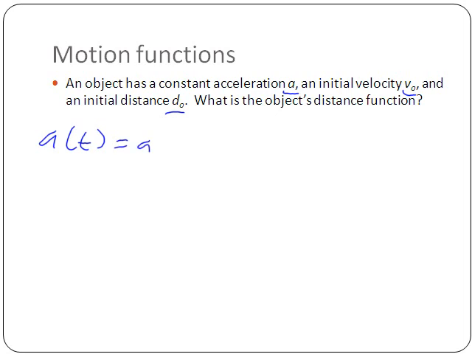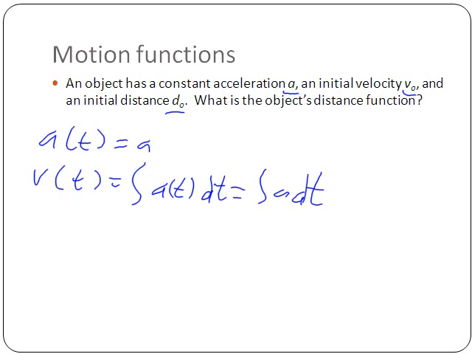In this case, we start off with an acceleration. And so our acceleration, a of t, is just equal to a. So if I wanted to find the velocity, v of t, I'd have to integrate a of t, which means I'm integrating a. And if I integrate a, this is basically a times t to the 0. So if you're integrating t to the 0, I'm going to go from t to the 0 to t to the 1. So 1 divided by 1 is just 1.